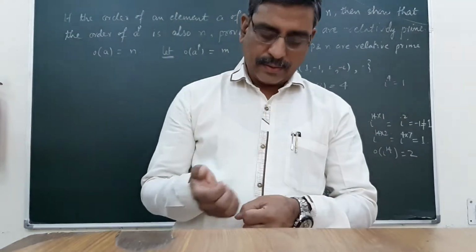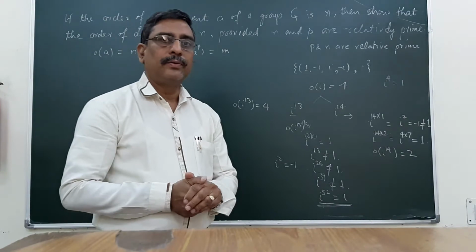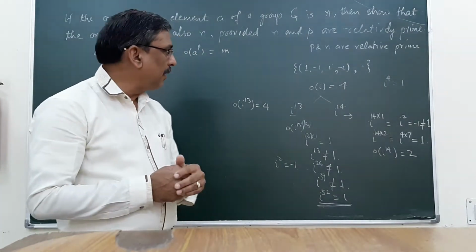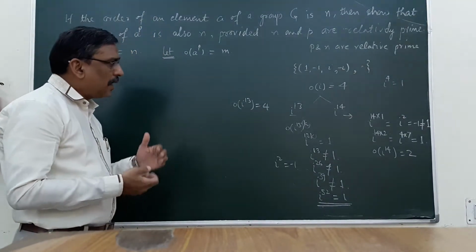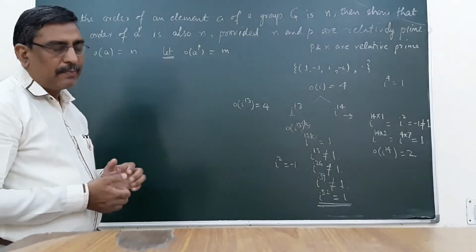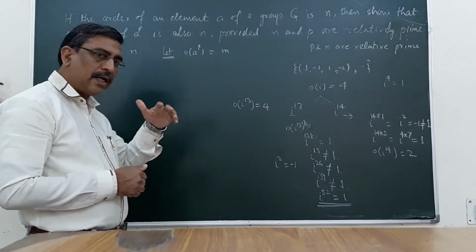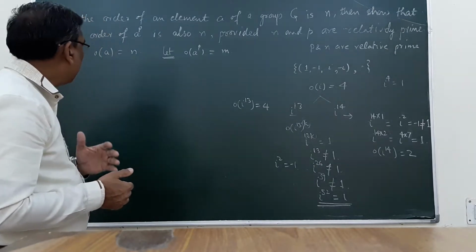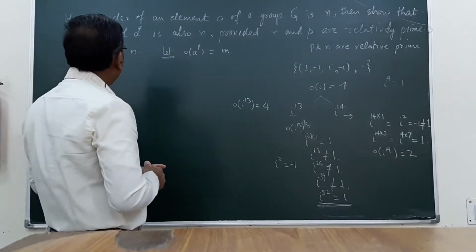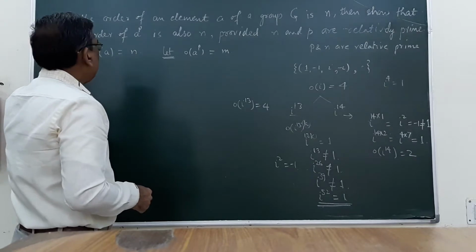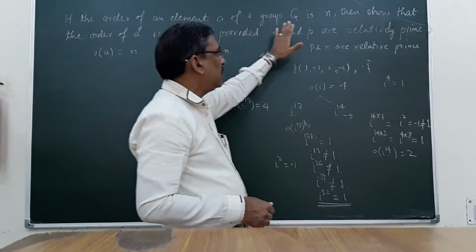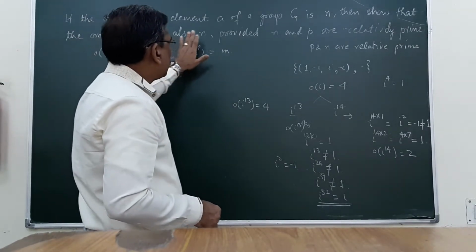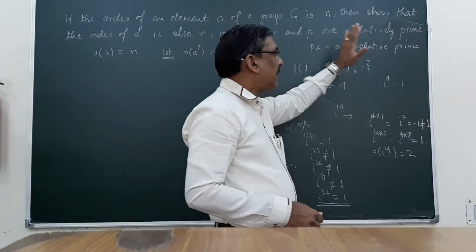Hello friends, today we are going to discuss the order of an element of a group with the help of some examples, and will prove the result we proved earlier with the help of these examples. Let us take the first one, which is: if the order of an element a of a group G is n, then show that the order of a^p is also n, provided n and p are relatively prime.